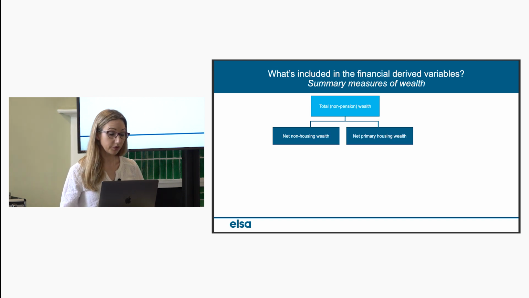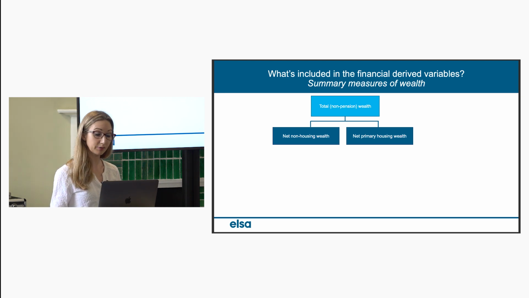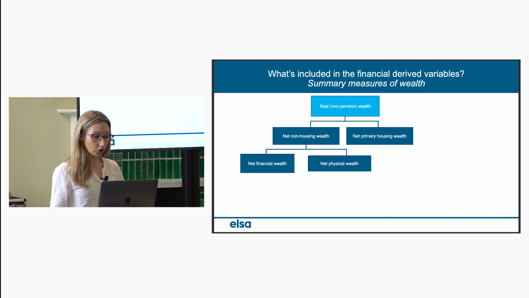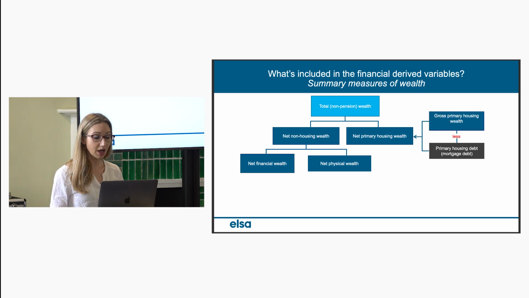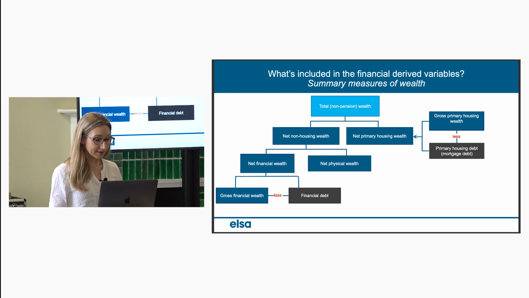That's split into non-housing wealth and primary housing wealth, so primary housing wealth being the house that you actually live in. Non-housing wealth can be further subdivided into financial wealth, which is things like savings accounts and stocks and shares and so on. Physical wealth is any second homes you've got, any business wealth, any works of art, and any unusual things like that. Primary housing wealth is the value of your house, i.e. gross primary housing wealth. And also we separately collect how much debt you have, so what the value of your mortgage is. So you can look at that separately as well. And net financial wealth can be further split into financial wealth and any debt, so any loans or credit cards that you might have taken out.